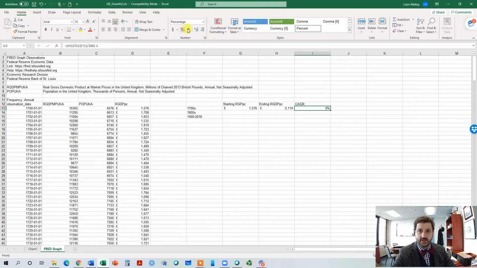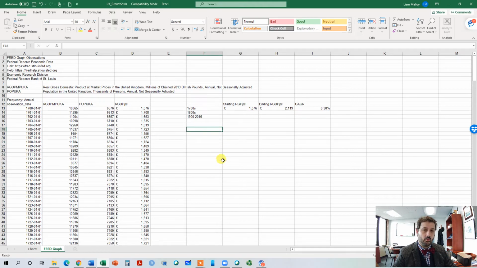So we can put that into percent, give us a couple decimal places, and you can see that while there was positive growth in the 1700s, it was very low. And what you'll see is that it was faster in the 1800s and then faster in the 1900s and 2016.